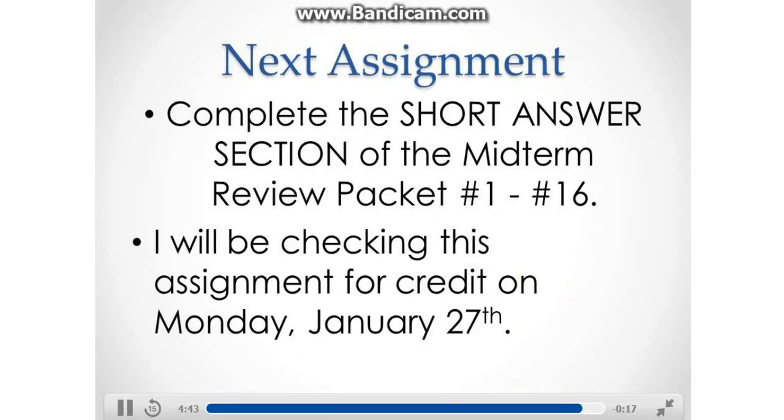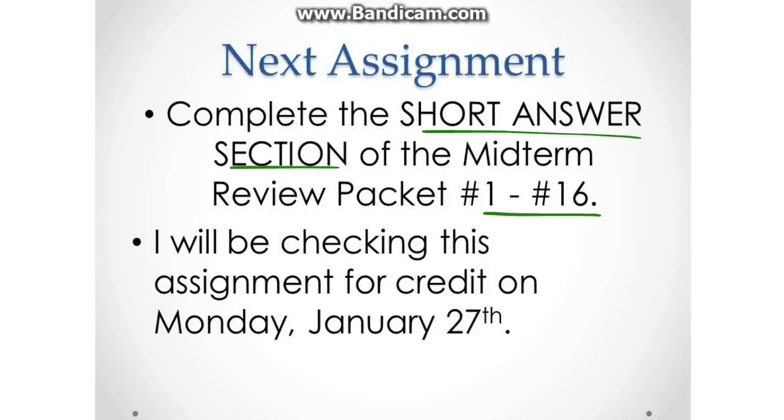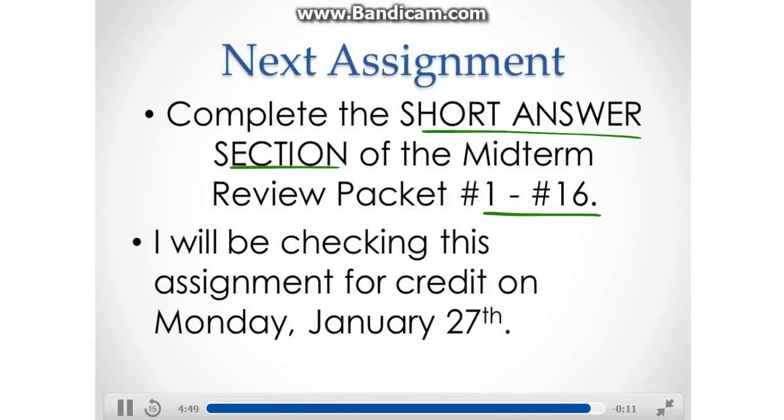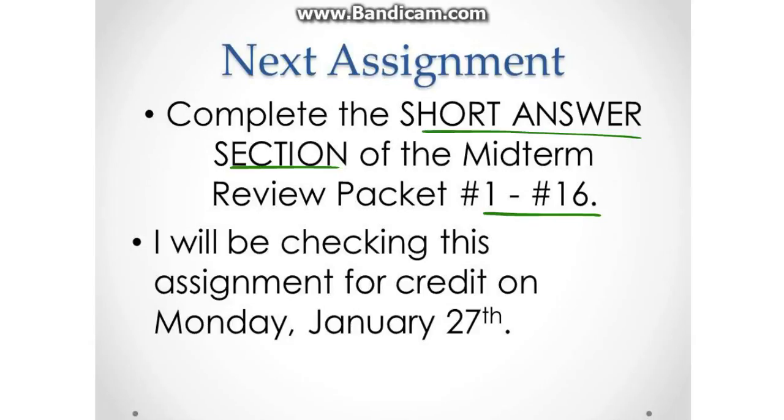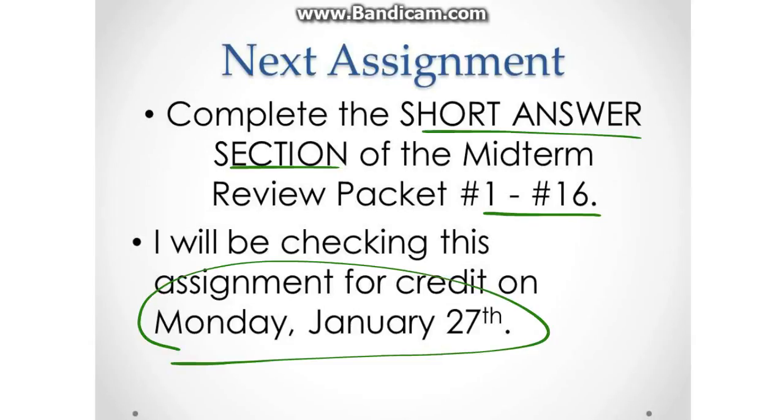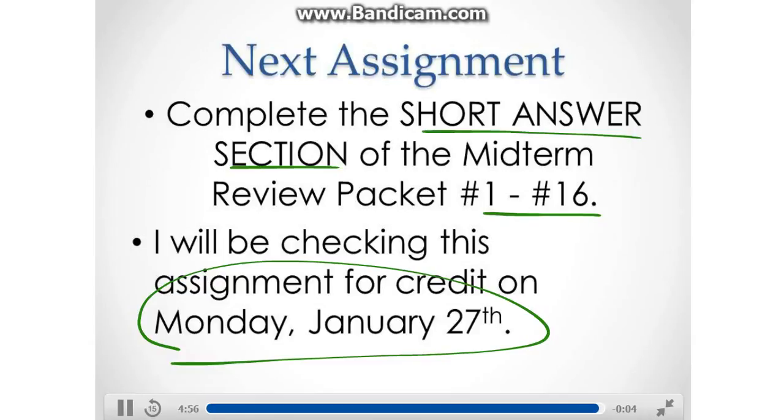Your next assignment is to complete the short answer section of the midterm review packet, numbers 1 through 16. I'll be checking this assignment for credit on Monday, January 27th, and the credit will be for a quiz grade.